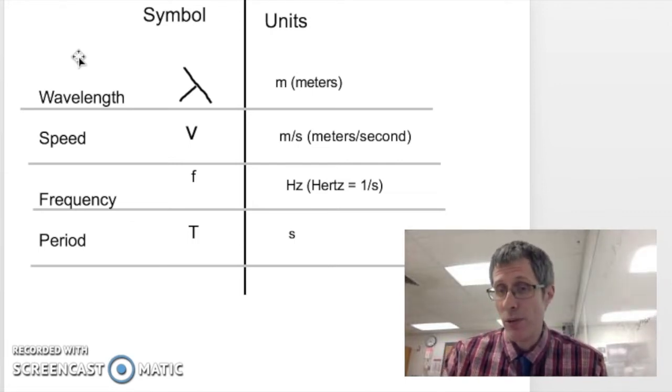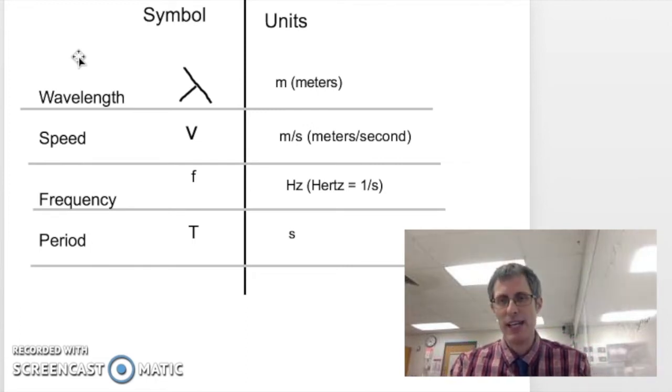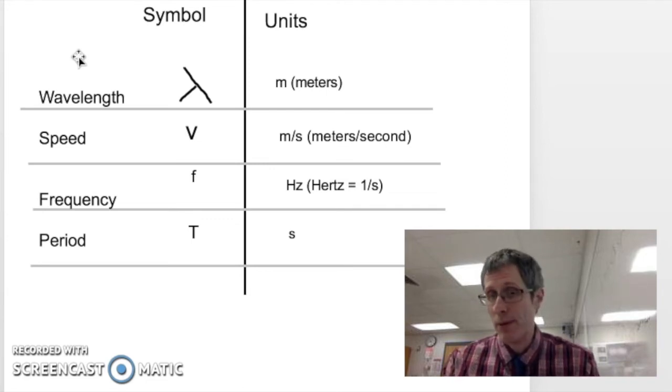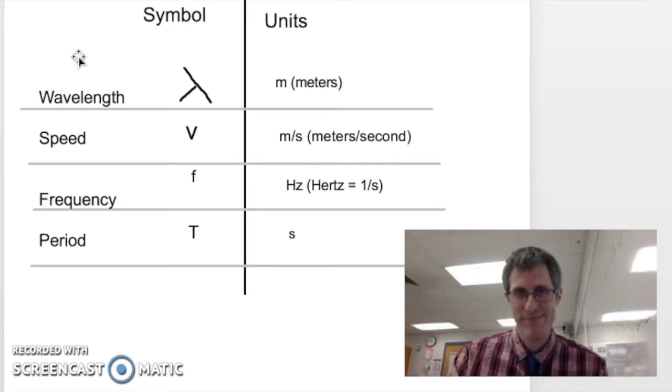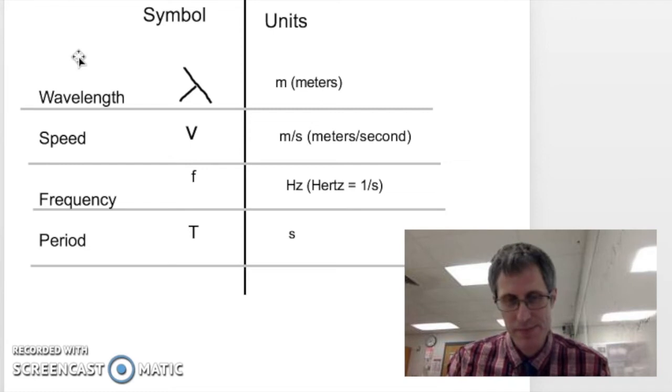Now, nobody calls it 1 over second. We use the word hertz, naming it after a famous physicist who did a lot of work with waves. Now, how are you going to remember that frequency has the unit of hertz? Well, if you forget, it's really going to hertz. Period is the time that it takes to make a wave, and we measure time in seconds.